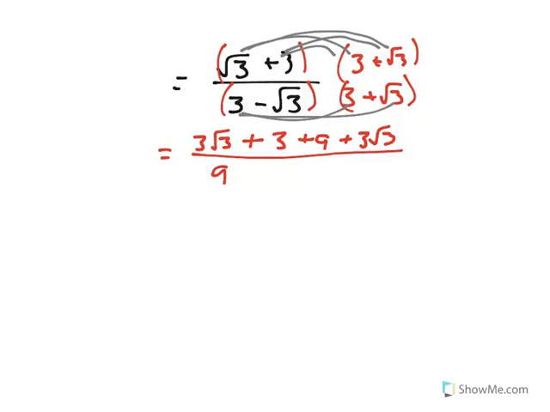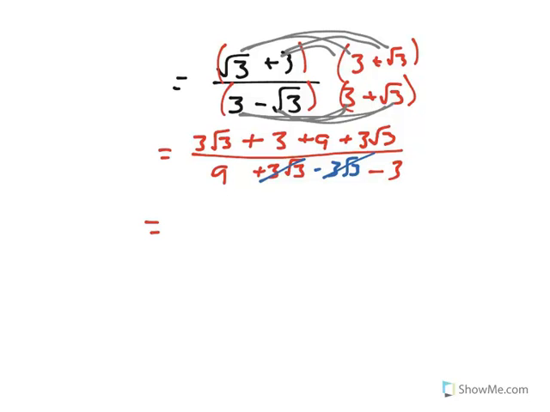3 times positive square root of 3 is plus 3 square roots of 3. Negative square root of 3 times 3 is negative 3 square roots of 3. Those are like terms. One's positive, one's negative, so they end up being 0. Plus negative square root of 3 times the positive square root of 3 is negative. I wrote plus. That's a negative 3.